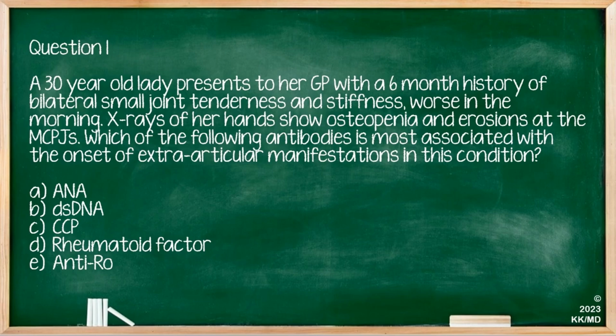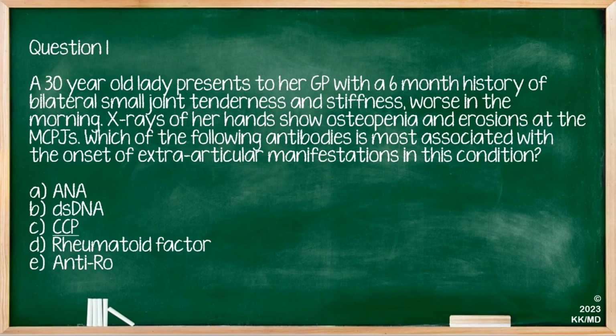If you recall from our rheumatoid arthritis lecture, you would immediately be thinking about two potential options as part of the choices in here. One being rheumatoid factor and the other one being CCP. Now, this needs a little bit more knowledge from you. If you recall, CCP is the most specific amongst those two for rheumatoid arthritis, and it also is the one that's associated with the onset of extra-articular manifestations in this condition. Therefore, the correct option is option C.